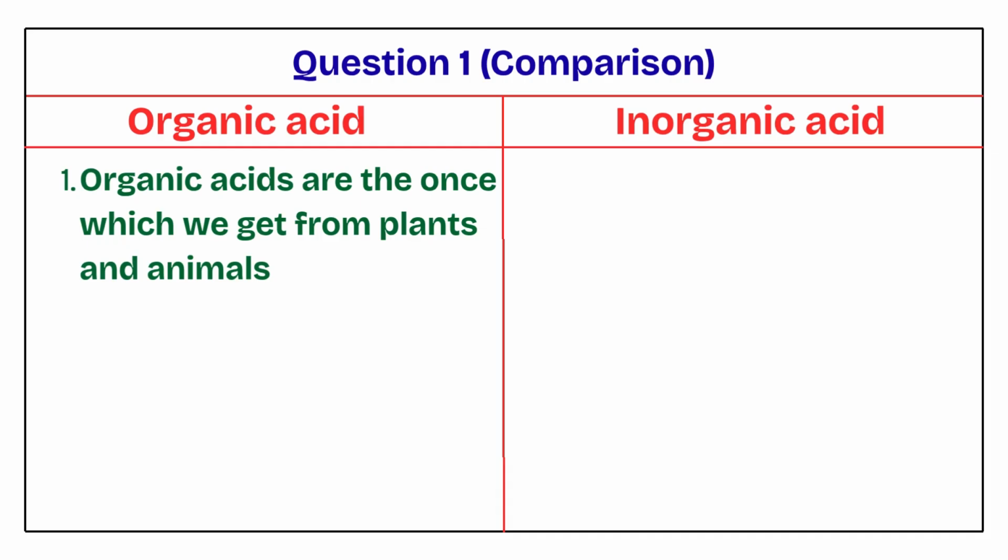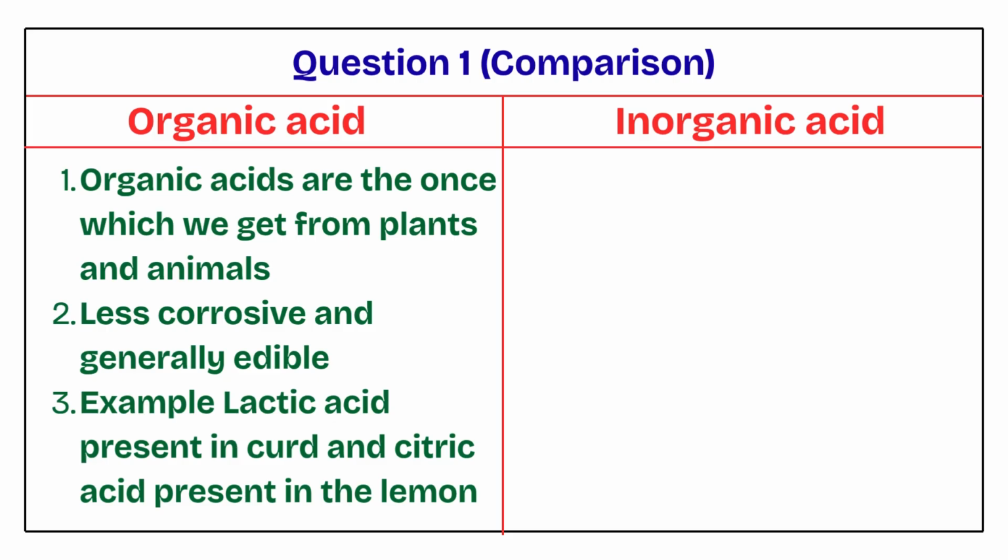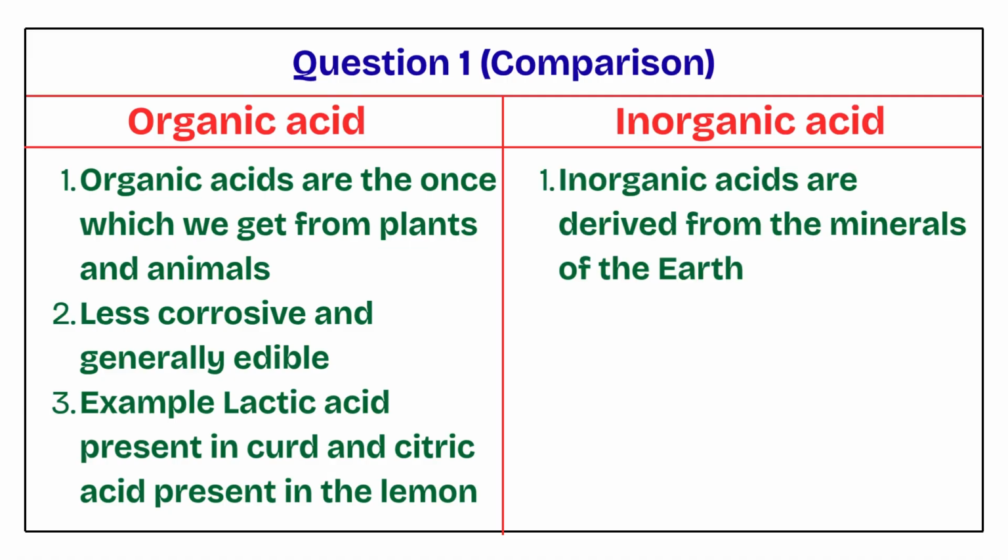So organic acids are the ones which we get from plants and animals. They are less corrosive and are generally edible. For example, we have all heard of lactic acid present in the curd and the citric acid present in the lemon. Whereas the inorganic acids are those which we get from the minerals of the earth.